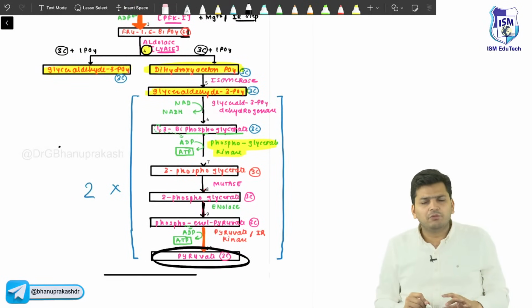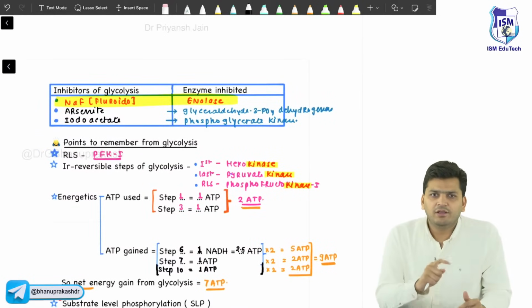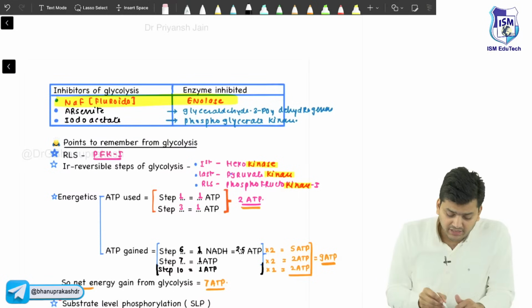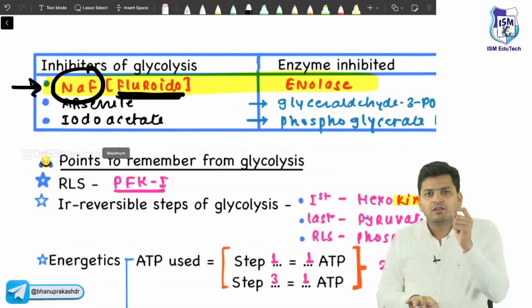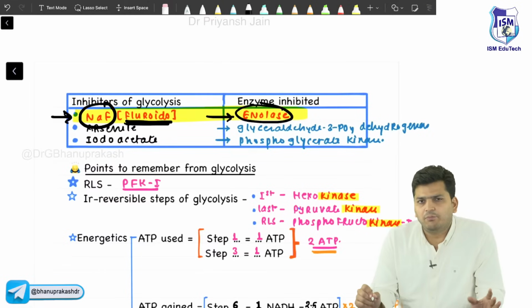And what are the points to be remembered in glycolysis? Come, see, the most important point. There is one enzyme in glycolysis which is inhibited by a toxin. The name of the toxin is sodium fluoride, or in the MCQ it will be written as fluorides. Sodium fluoride or fluoride inhibits which enzyme of glycolysis? Enolase. Very important.